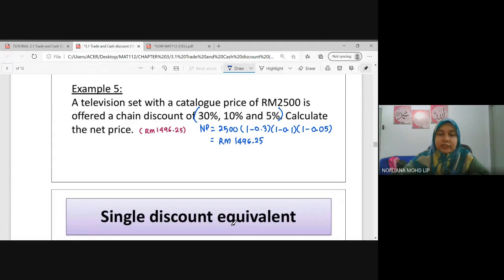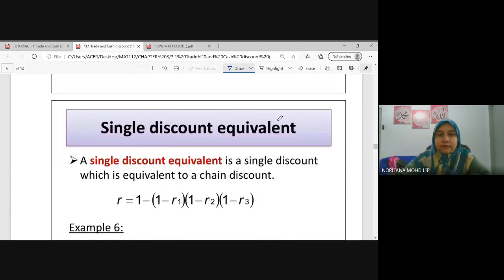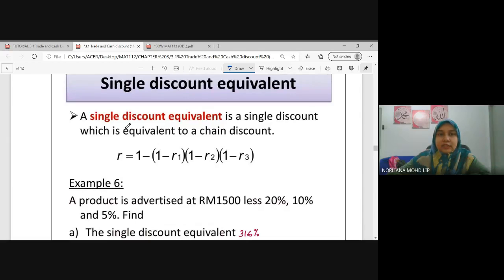Next, the single discount equivalent, like I mentioned earlier. We want to calculate the total percentage of discount of this chain discount, 30%, 10%, 5%. So we use this formula, single discount equivalent. The single discount equivalent is a single discount which is equivalent to a chain discount. We use this formula: R equals 1 minus 1 minus R1, where R1 is the percentage of the first trade discount, times 1 minus R2, the second trade discount, and then times 1 minus R3, the third trade discount.